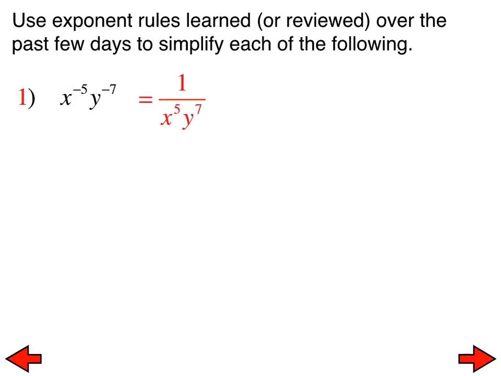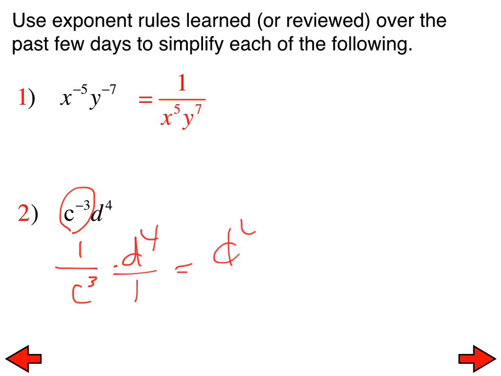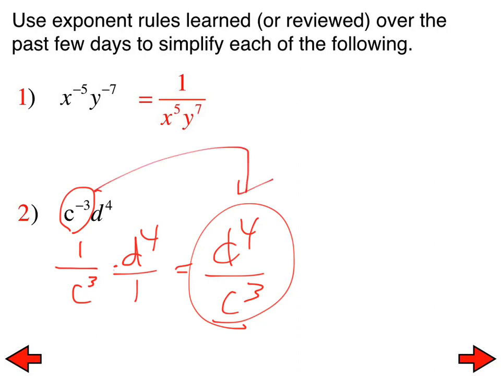Number 2, a very similar idea. The long way of getting there is that this means 1 over c to the 3rd power by the rule of negative exponents. We are multiplying that by d to the 4th. If you want to think of that as d to the 4th over 1, that's fine. But that's how we get d to the 4th over c to the 3rd. And once again, I realize many of you jump straight from the problem to that, and I'm okay with that.